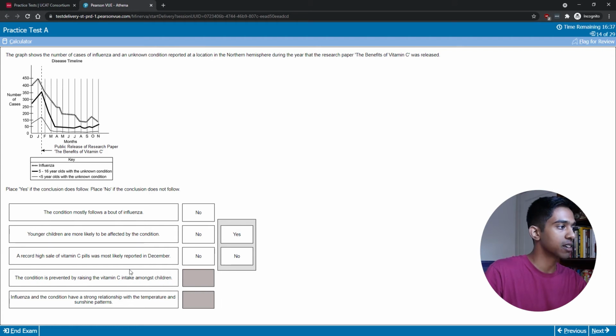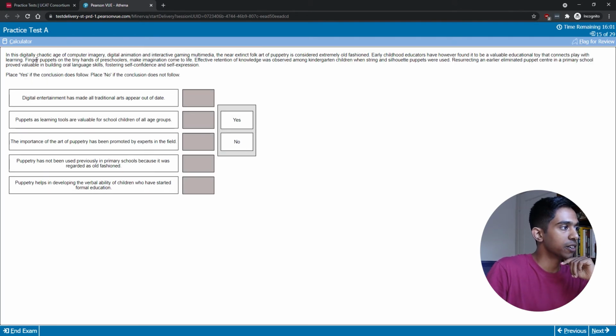Also, nothing to suggest that vitamin C intake actually increased, so this would be no as well. Influenza and the condition have a strong relationship with the temperature and sunshine patterns. So this one I'd actually say probably yes, because you can infer that as the months go on, the rates change all simultaneously. So in December, January, February, they're all high, and then they all go low for the months in between. So I'd actually say yes, although this one's a bit dodgy.